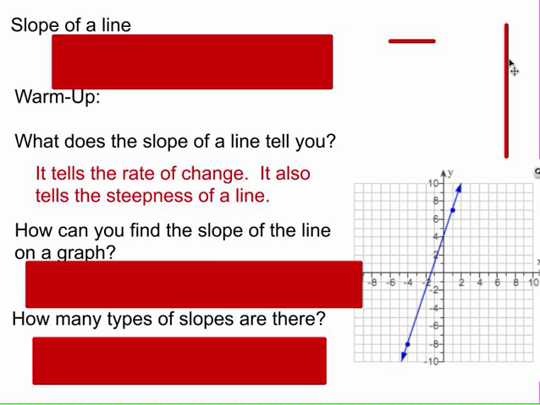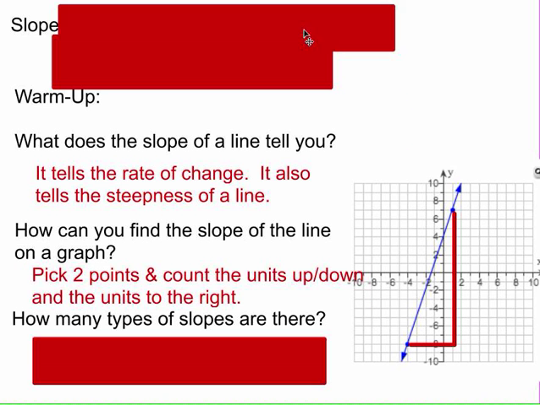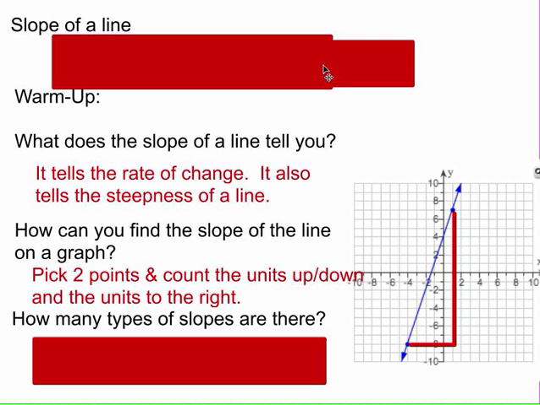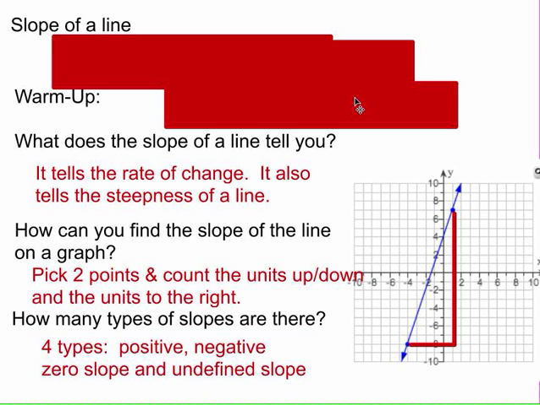Well, we have been working on the triangle method in class, where you count the number of units a line moves up over the number of units a line moves to the right. We're going to find another way to do that today. How many different types of slopes are there? Well, we've been focusing on two of the types, positive and negative, but we are going to also learn about the zero slope and undefined slope.